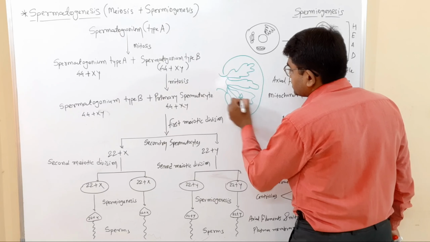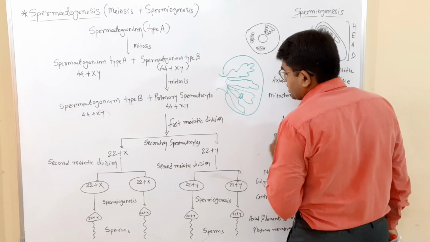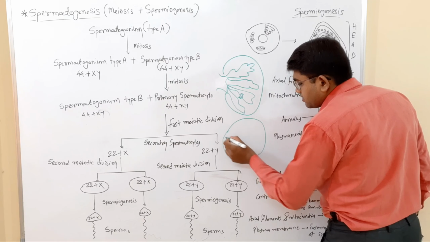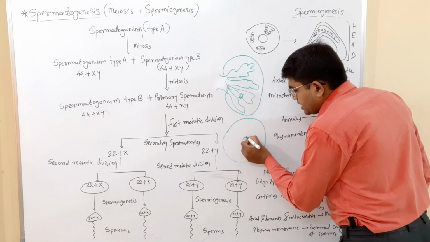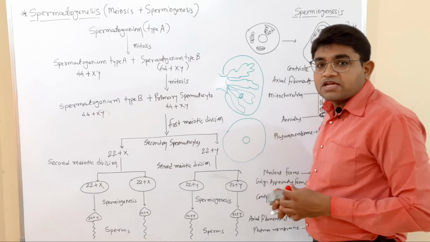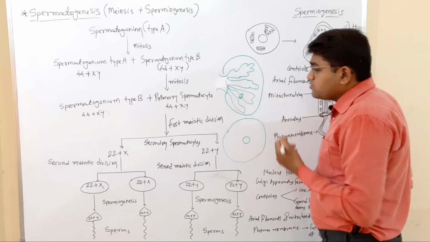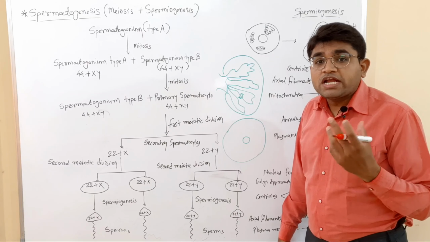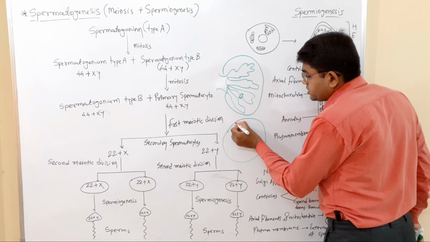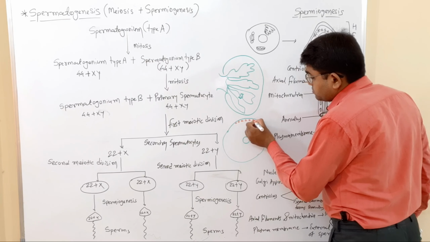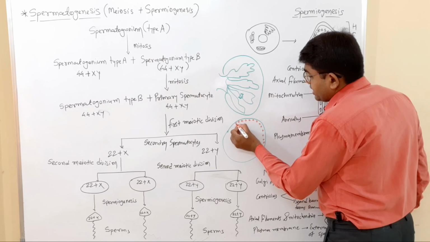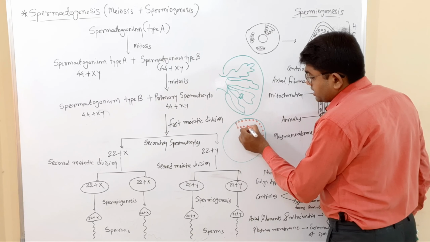If we see the cut section of a seminiferous tubule, here is the lumen of the seminiferous tubule. In the seminiferous tubule, the sperms are present in different developing stages. On the outermost side of these tubules there are germ cells, the spermatogonium, and inner to them is the second developing stage.